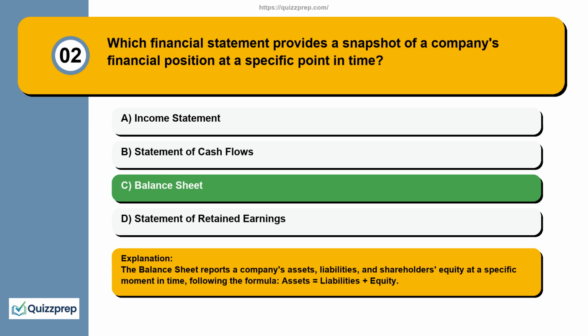Balance sheet. Explanation. The balance sheet reports a company's assets, liabilities, and shareholders' equity at a specific moment in time, following the formula assets equals liabilities plus equity.